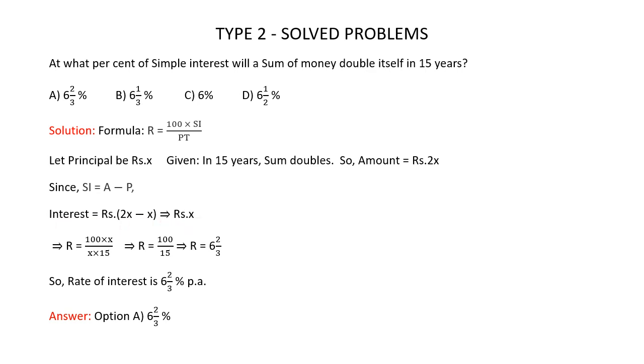Now we know that principal is rupees X, simple interest is rupees X, and time is given as 15 years. So substituting all these in the formula here, we get R is equal to 100 multiplied by X divided by X multiplied by 15. On solving this, we get R is equal to 100 divided by 15, which is nothing but 6 2 by 3. So the rate of interest is 6 2 by 3% per annum. The correct answer is option A, 6 2 by 3%.